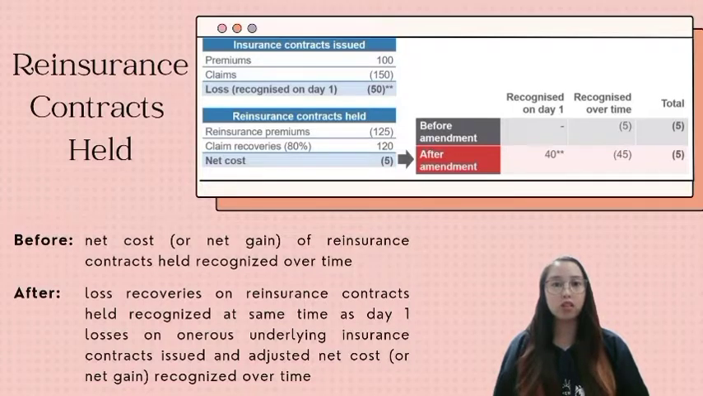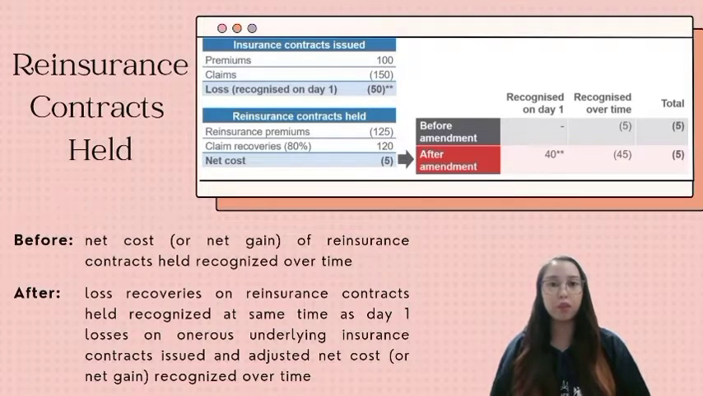So before, the net cost or the net gain of reinsurance contracts held recognized over time. After, loss recoveries on reinsurance contracts held recognized at same time as day one losses on onerous underlying insurance contracts issued and adjusted net cost or net gain recognized over time. Yung next amendment naman po is about sa reinsurance contracts held. Yung 2017 version daw po kasi nung standard is hindi po niya kino-cover yung situation about sa mga underlying contracts na onerous, bothersome o mabigat at initial recognition.